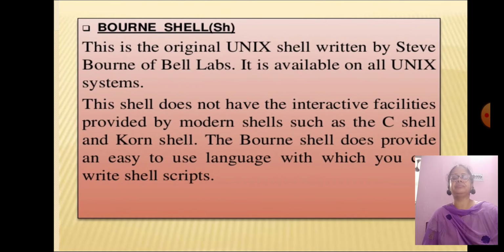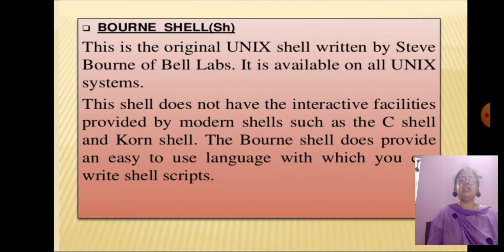Bourne shell. This is the original Unix shell written by Steve Bourne of Bell Labs. It is available on all Unix systems. The Bourne shell was the default shell for version 7 Unix. It was developed by Stephen Bourne. It was a replacement for the Thompson shell, whose executable file had the same name, sh.